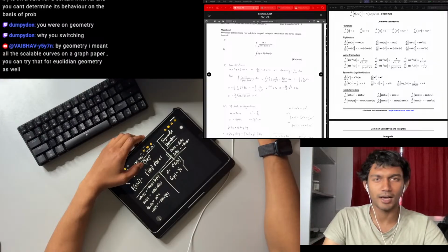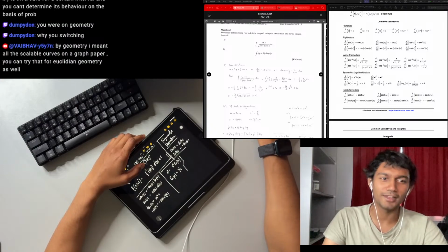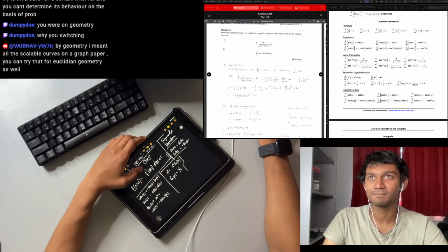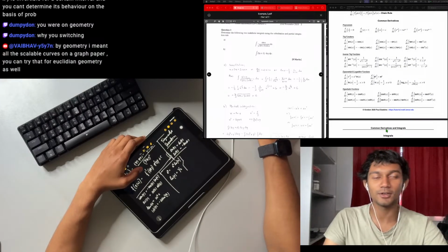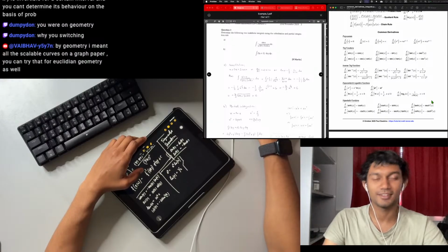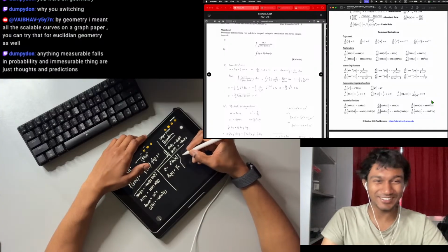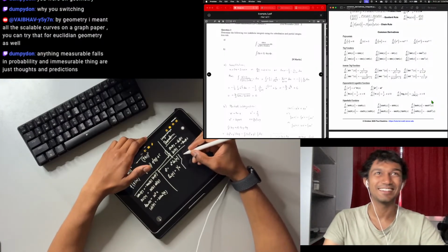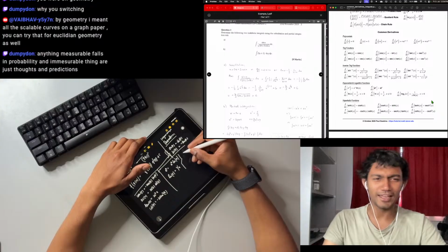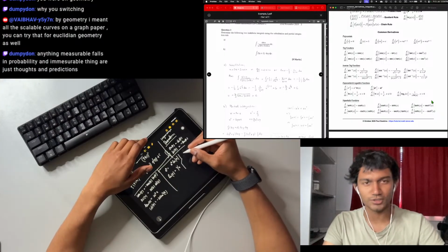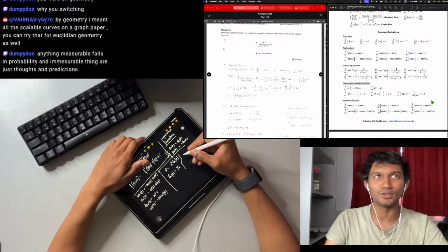By geometry, I meant all the scalable curves on a graph paper. You can try that for Euclidean geometry as well. Oh, Dumpy Don left? No way. Or is he cooking up a response? Yeah, he cooked up a response. Anything measurable falls in probability. Immeasurable things are just thoughts and predictions. You're just a thought and prediction.